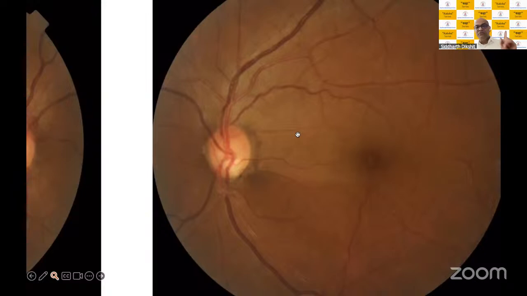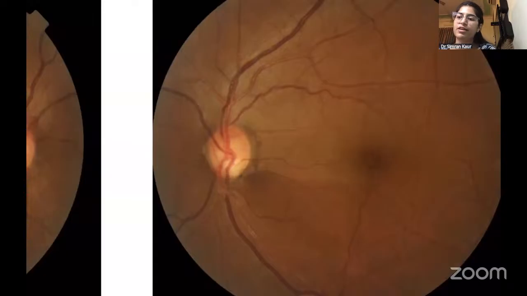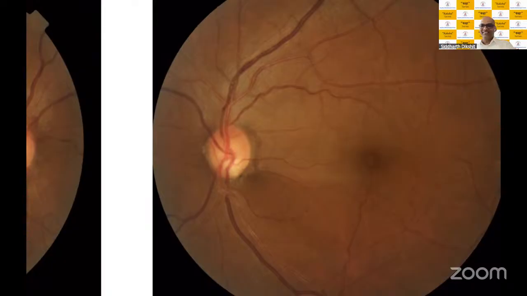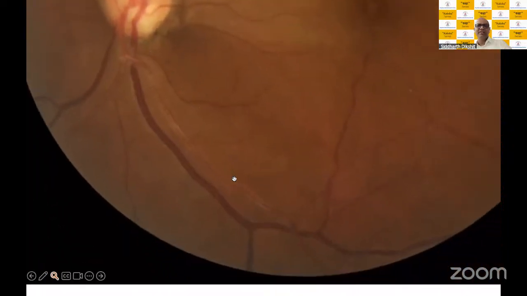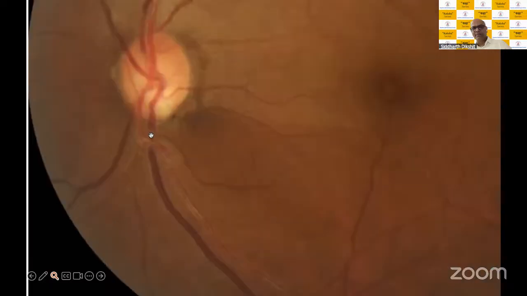Does the inferior nerve fiber layer look normal? No, sir, there is an RNFL defect with an inferior... Sir, you keep calling me sir, I will also keep calling you sir. Sorry. I can see an RNFL defect with an inferior notch in the cup. Excellent, excellent. So there is a wide nerve fiber layer defect here. The superior margin of which you can see and the inferior margin is indiscernible.